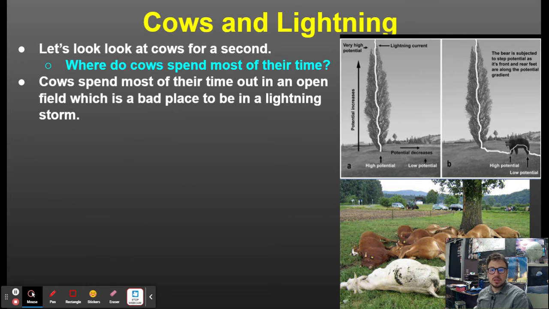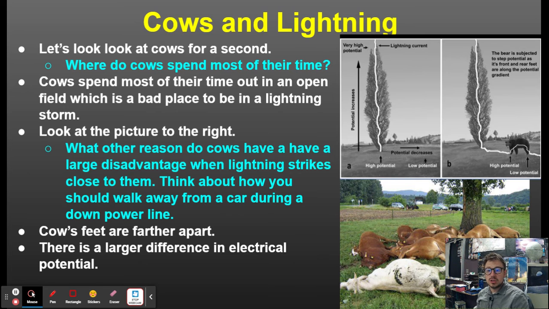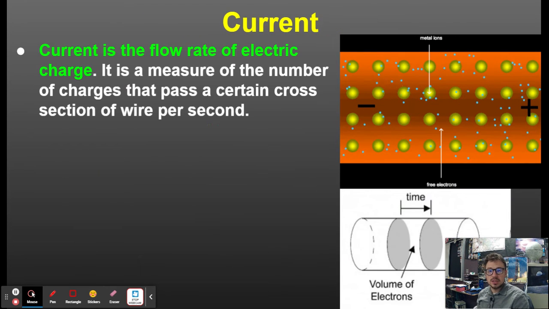Well, cows spend most of their time in an open field, which is a bad place to be in a lightning storm. And also, if we answer this question, what other reason do cows have a large disadvantage when lightning strikes close to them? Think about how you should walk away from the car during a down power line. Well, cows' feet are farther apart, right? So we can keep our feet together because we're walking on two legs. They're far apart, and there's a larger difference in electric potential.